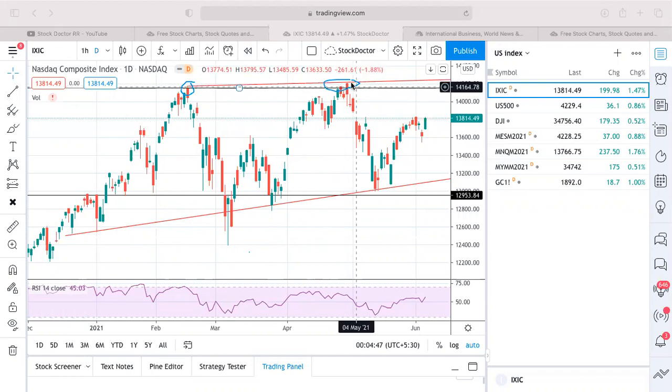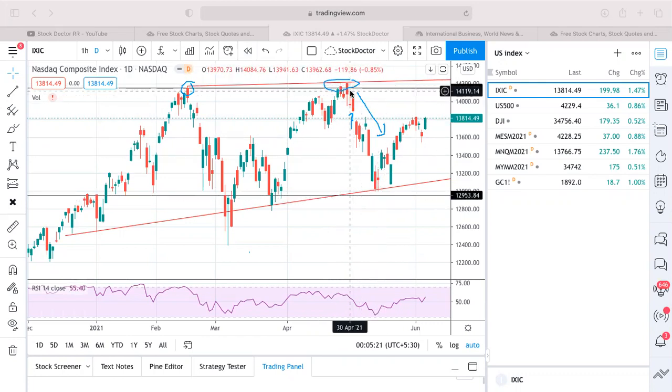When the index came here the second time, it could not sustain and trade above the first top it made on 14,200, and then it just started going down. So suppose you are here on this day, and you know that the index has made its top, and now the index starts falling. You know where the support lies for the index.